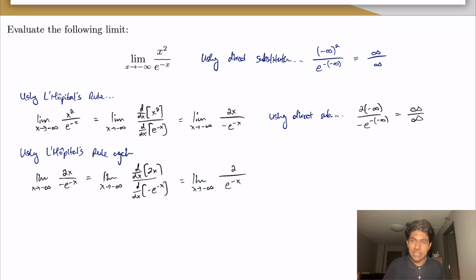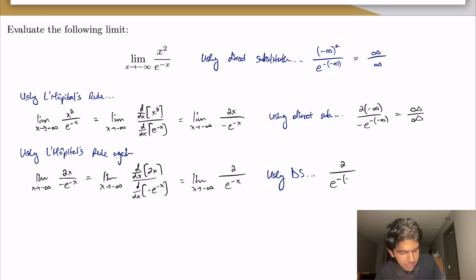And now we can try again doing direct substitution. I'll just call it ds to simplify it. Now we get 2 in the numerator, e to the negative infinity, which we can rewrite as 2 over e to the infinity. E to the infinity is a really large number, so we're dividing 2 by essentially infinity, which is going to be equal to 0. And there you go. That's our answer.